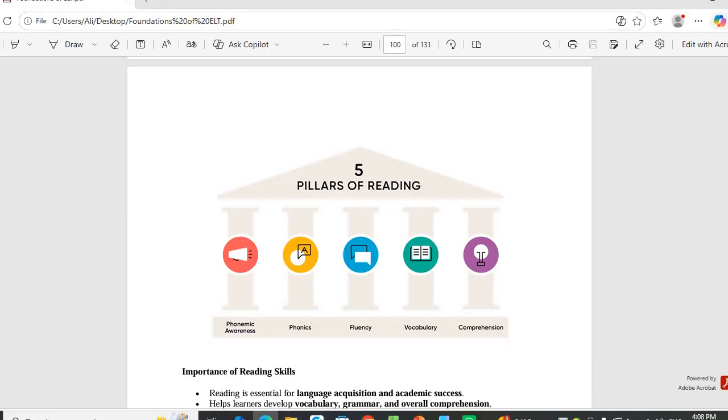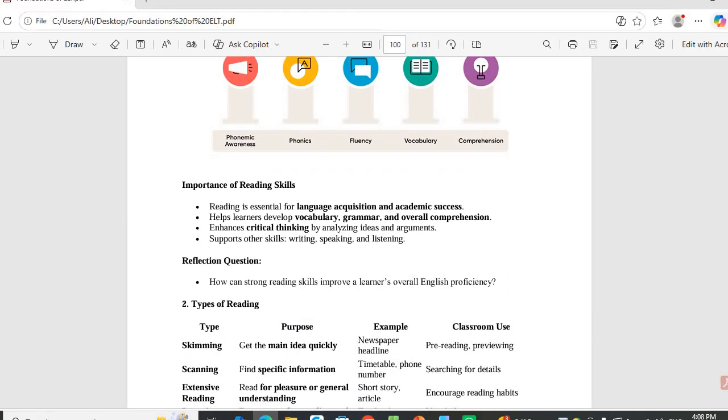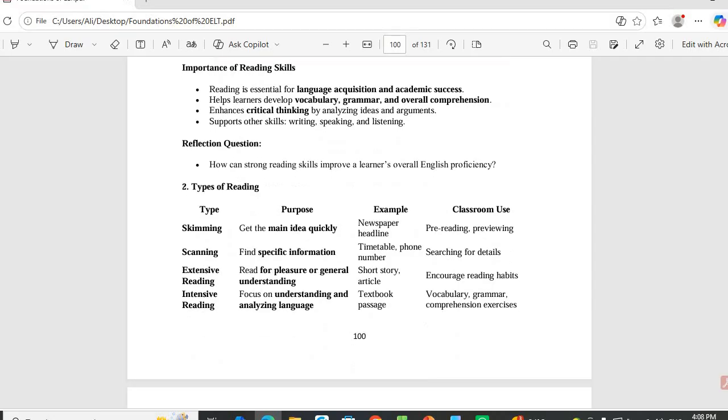What's the importance of reading? It is very essential for language acquisition and academic success. It helps learners develop vocabulary, grammar, and overall comprehension. It enhances critical thinking by analyzing ideas and arguments. It supports other skills like writing, speaking, and listening. So, how can strong reading improve learners' overall intellectual proficiency? Because it is one of the integrated skills. You have to develop it.